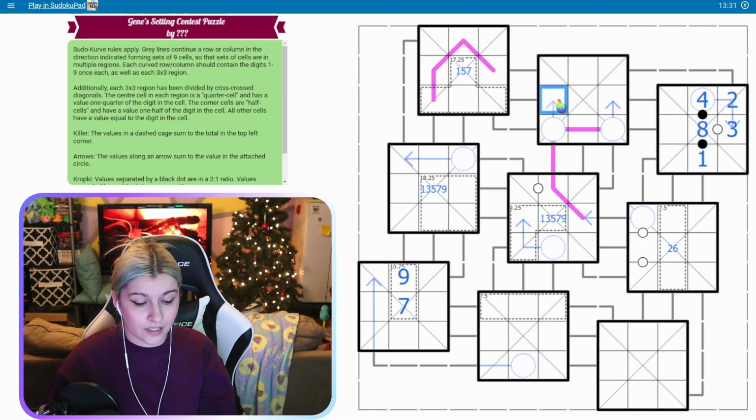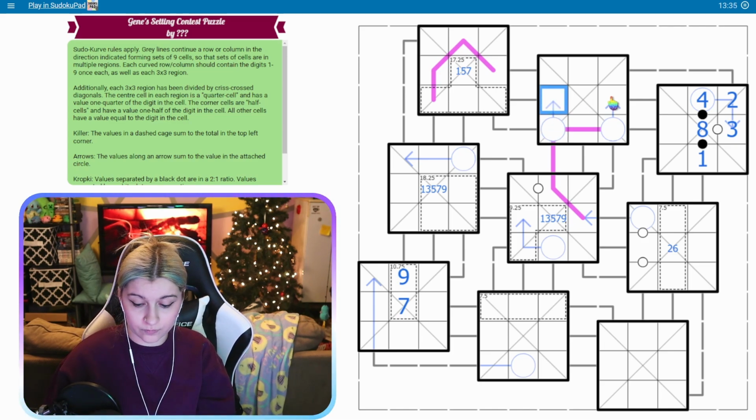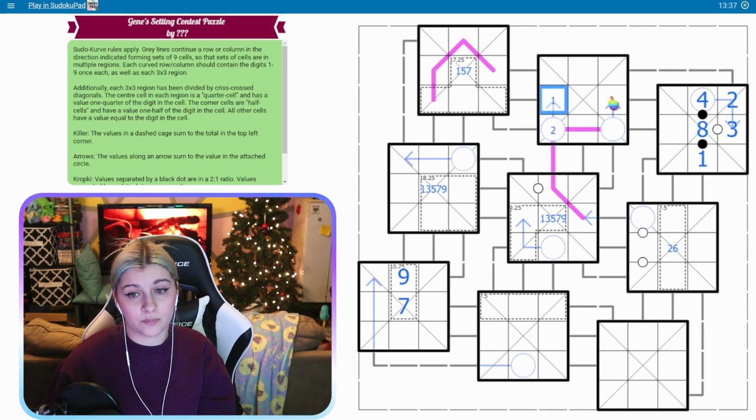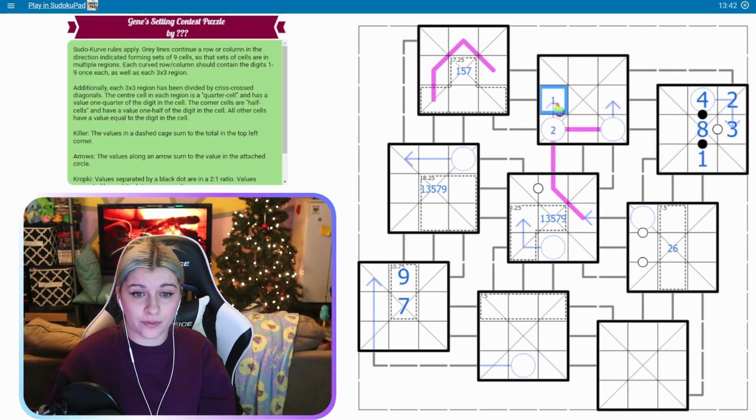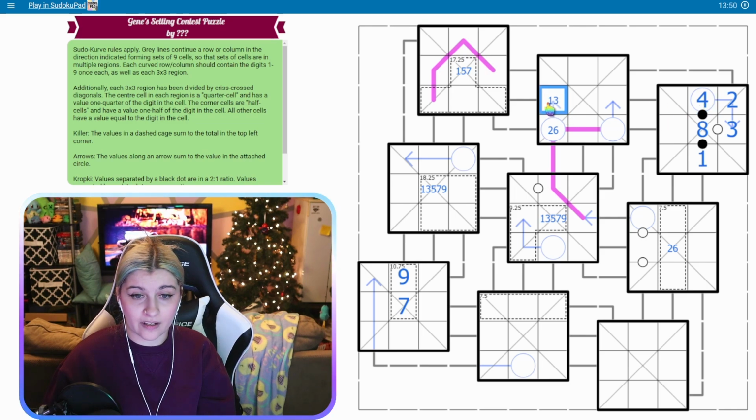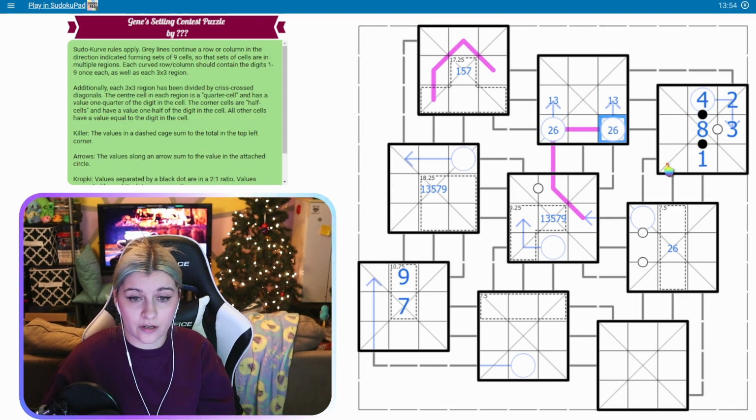So this could be a 1 and this could be a 2. This could be a 2 and 4. So this can't be a 2. What about a 3 and a 6? That would work. This sees 8 and 3. Okay. This can't be a 4. What about a 5 and a 10? Nope. This is going to be a 1, 3 and a 2, 6 also.